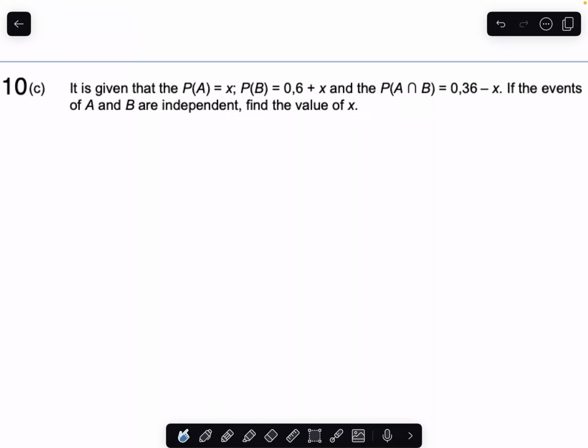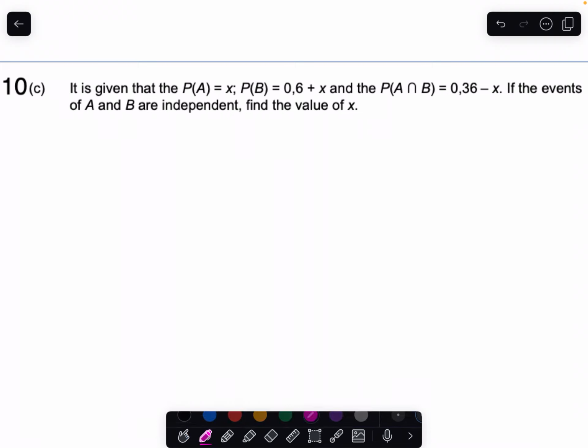Anyway, question 10c. It is given that the probability of A is x, the probability of B is 0,6 plus x, and the probability of A and B is 0,36 minus x. If the events A and B are independent, find the value of x.